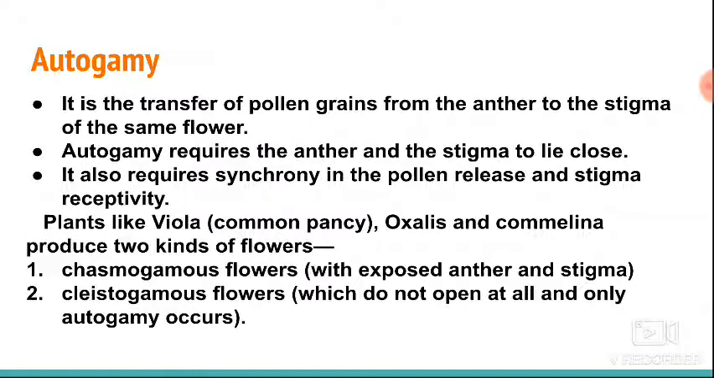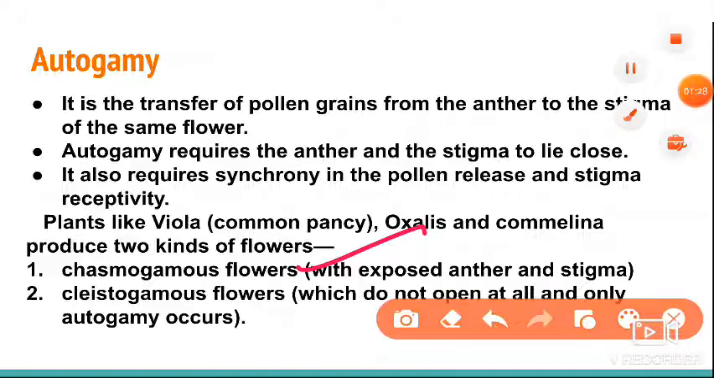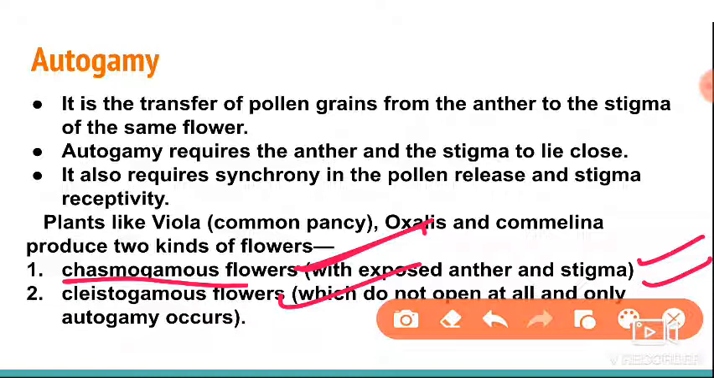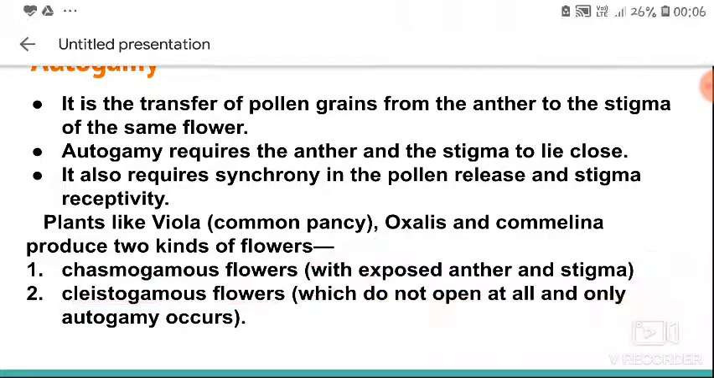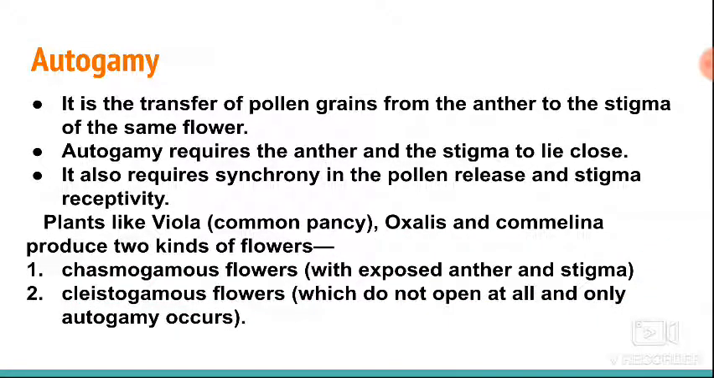What is autogamy? Autogamy means, you can see here, the transfer of pollen grains from the same flower of the same plant. Okay, that is autogamy. And here you can find the chasmogamous flowers and clistogamous flowers. Definition is very important. Please remember, flowers with exposed anther and stigma, we call them chasmogamous flowers, and closed anthers and stigma, we call it a clistogamous flower. For your examination point of view, this is also very important.